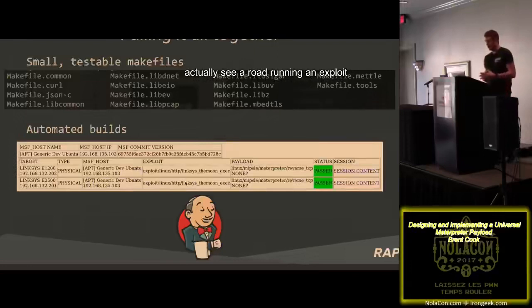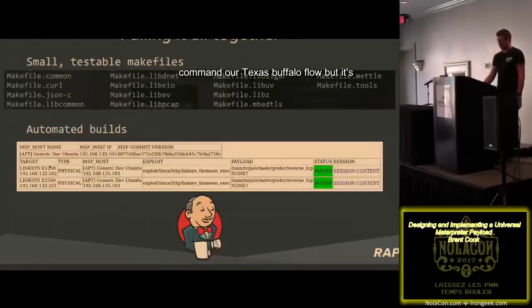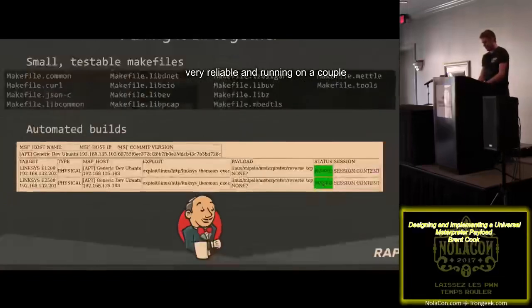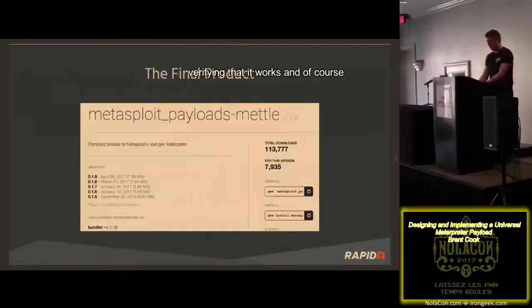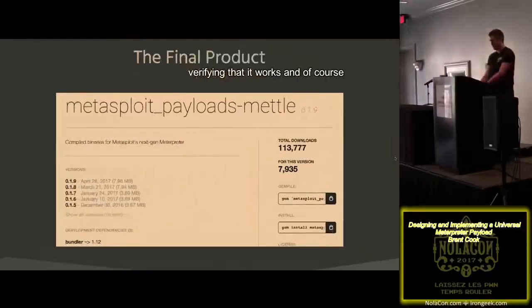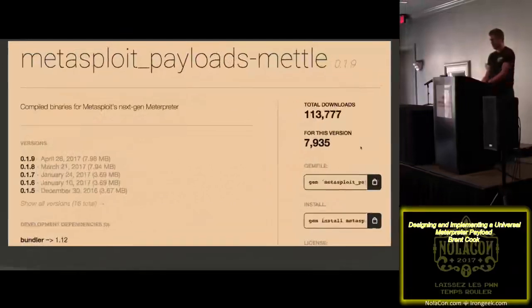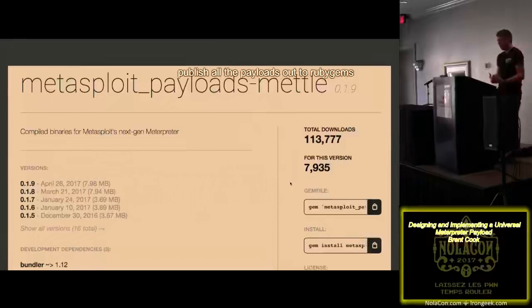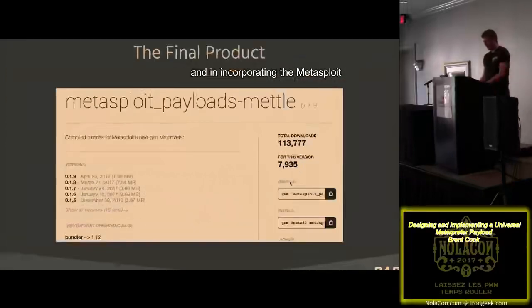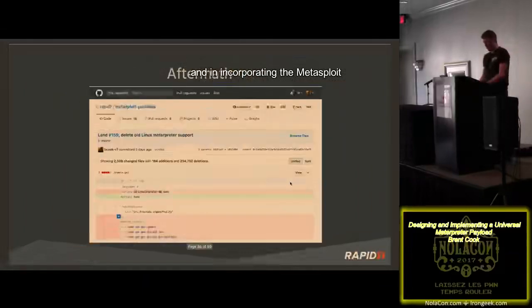Here you can see we're running an exploit called the Moon, which is actually a buffer overflow, but it's very reliable. It's running on a couple of different Linksys routers and then verifying that it works. And of course, the final piece is that anytime we do a build, we can automatically publish all the payloads out to Ruby gems and then incorporate them into Metasploit.